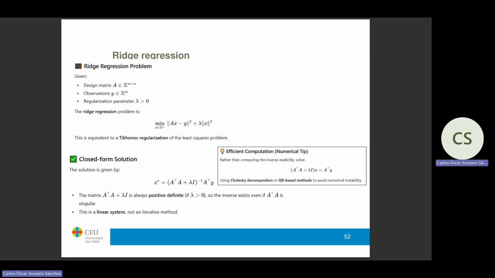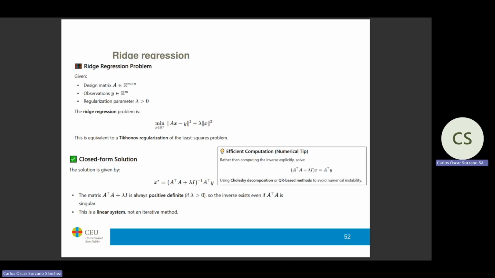And now you recognize what the role of this thing is. If lambda is big enough, then the eigenvalues of the whole thing are dominated by lambda, and then you can always make this stable. This matrix is always positive definite, so for sure you don't have zero eigenvalues.